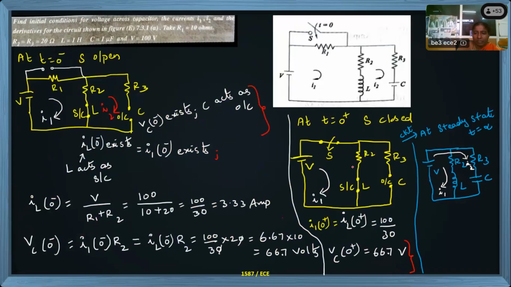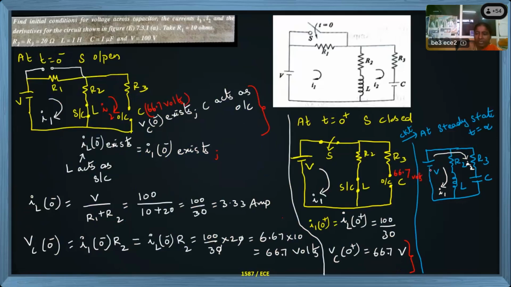Here I am telling some voltage is developed in the 0 plus. Here I am telling Vc of 0 minus, Vc of 0 plus. This voltage is 66.7 volts, 66.7 volts developed across the capacitor. Okay, 66.7 or 66.67 volts voltage is developed.